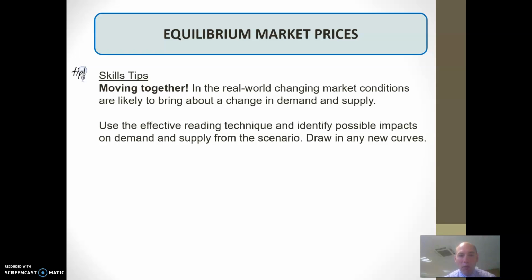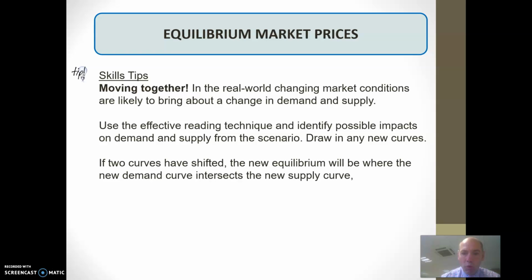Now what I want you guys to do is use the effective reading technique and identify possible impacts on demand and supply from the scenario given on the bottom of page 42, and draw in any new curves, but don't go any further. So if you think there's a new demand curve or supply curve or both, draw those. I don't want you to draw in any changes to equilibrium price or output. Just draw the new curves.